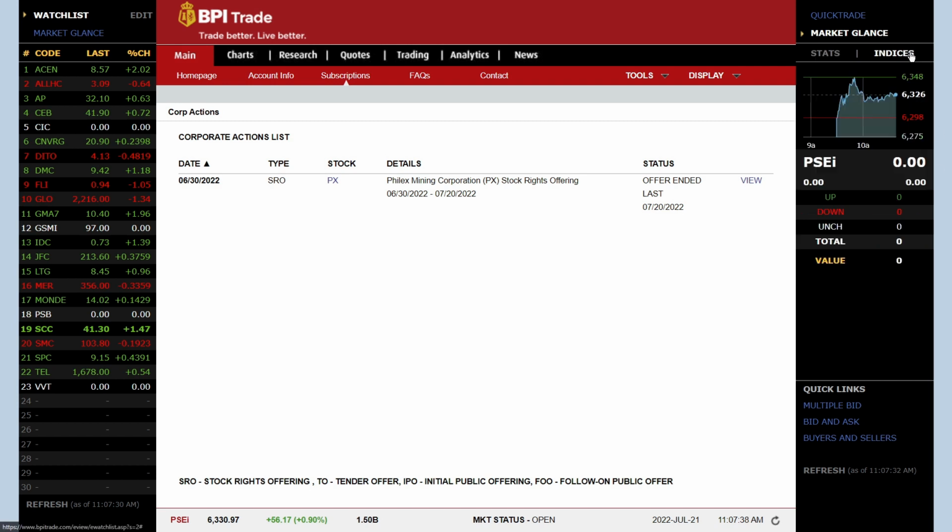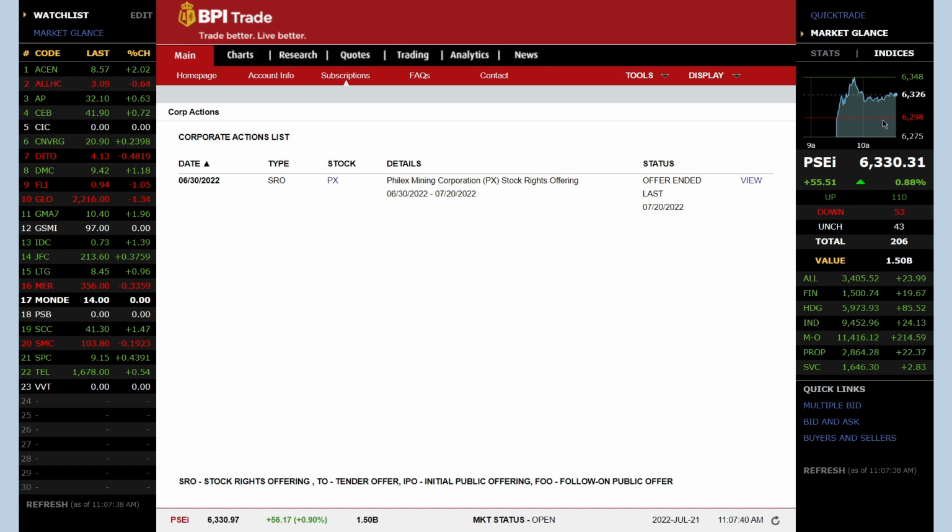Tapos market glance, makita mo ito yung stats, top gainers and worst losers, then mga most actively traded na stocks. Then dito yung indices din. So makita nyo dito yung stats, parang yung pinakita lang natin earlier. So dito yung PSEI, then yung up, down, and change, total stocks, and then yung total value. So 1.5 billion na ngayon, di ba kanina 1.01 billion pa lang. And we have all shares, yung finance, holdings, industrial, mining and oil, property, and services.